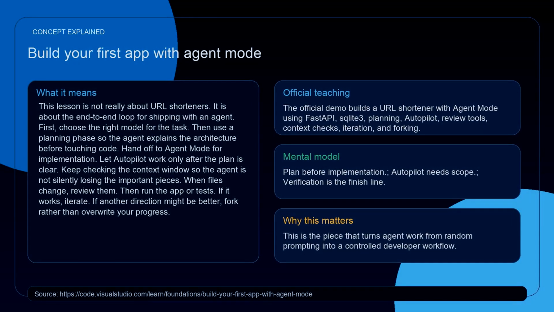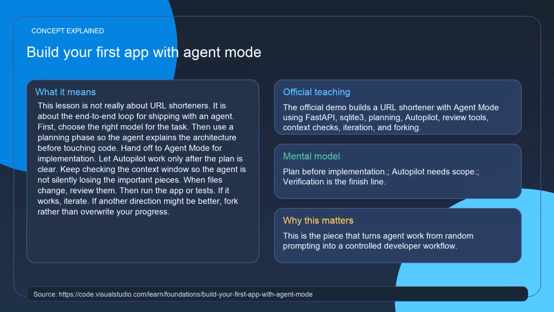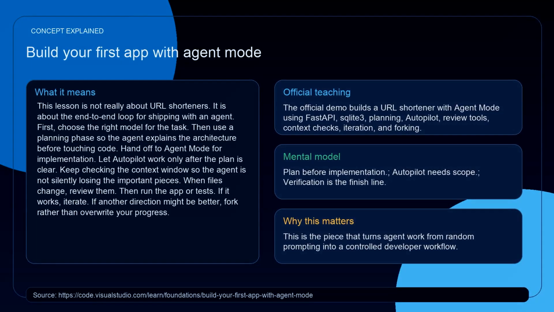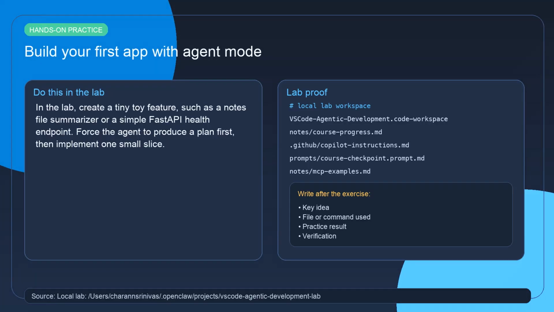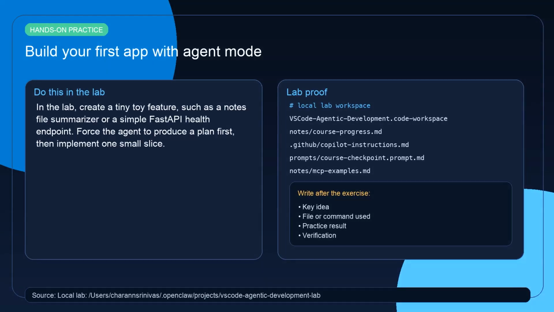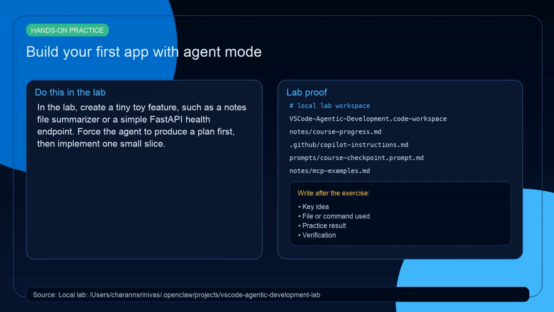Let autopilot work only after the plan is clear. Keep checking the context window so the agent is not silently losing the important pieces. When files change, review them. Then run the app or tests. If it works, iterate. If another direction might be better, fork rather than overwrite your progress.